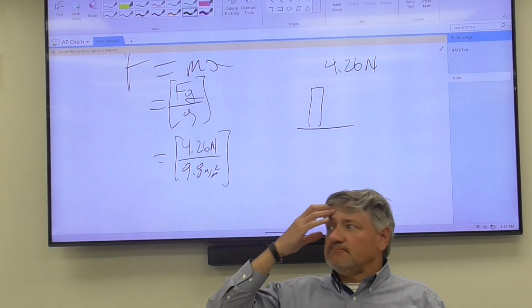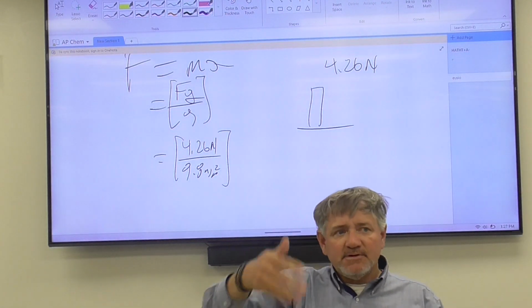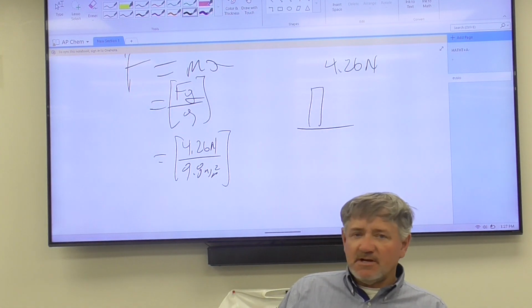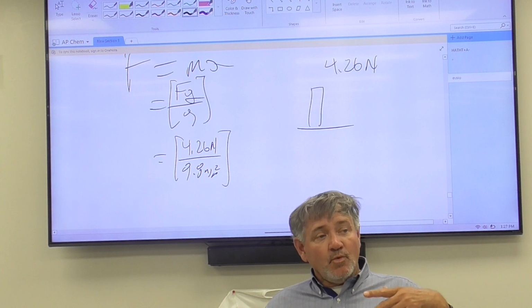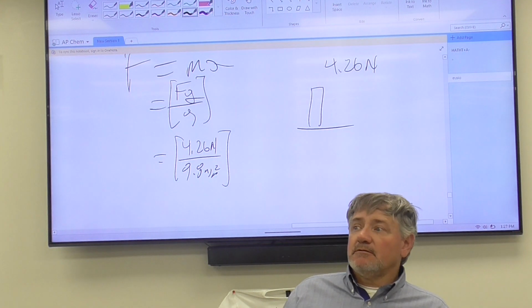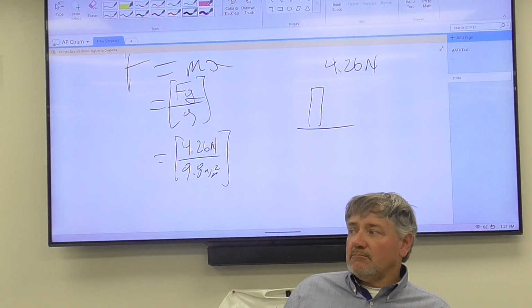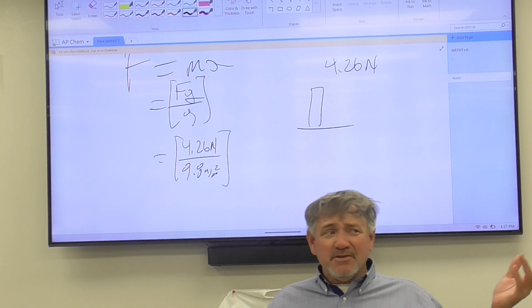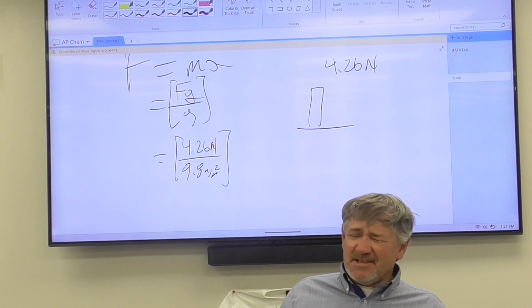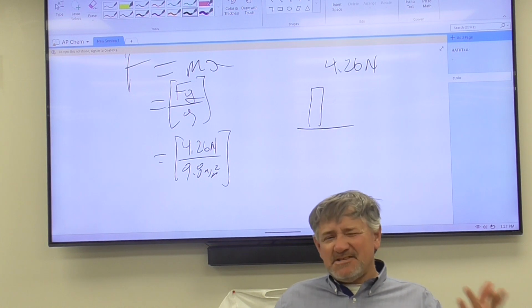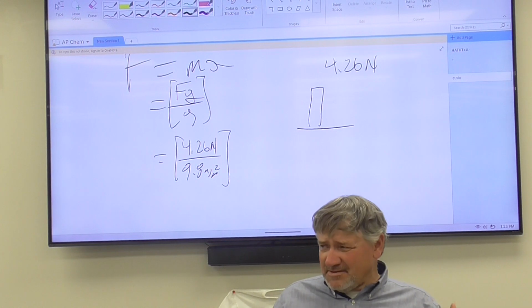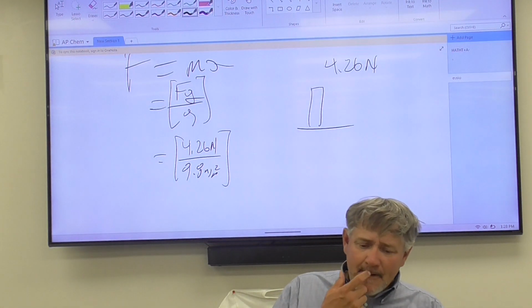Now, let's talk about acceleration. Acceleration is tough to measure. Mass is simple, distance is simple, time is simple. Acceleration is tough to measure because, by definition, what happens when you accelerate? Your velocity is changing. And you can't measure velocity directly, because you can't take distance and divide it by time to get velocity, because it's speeding up and slowing down. It's awkward, okay?